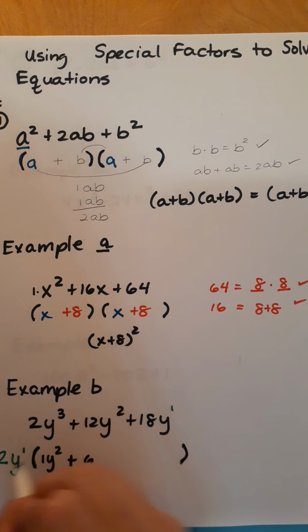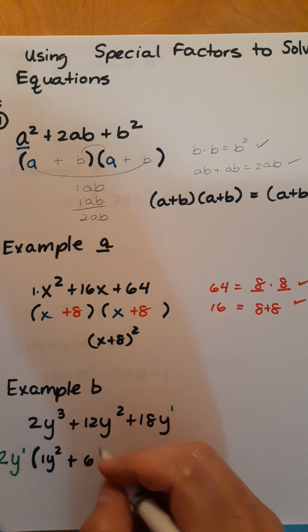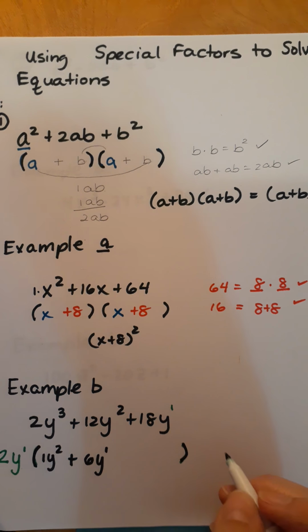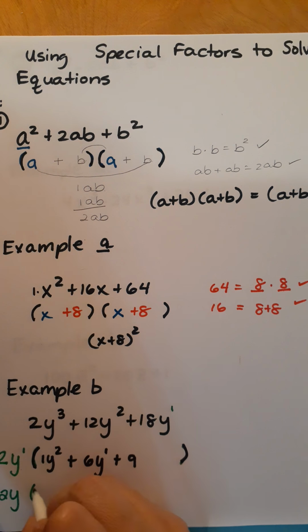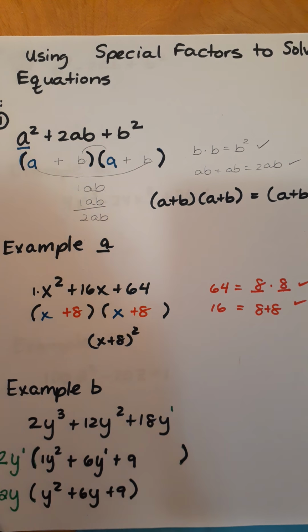That would be 6. Y to the 1, to make it y squared, we would have to multiply by y to the 1. Plus 2 times 9. And then y to the 1, it's already there, so we'll leave it like that. And then let me clean it up. So we have 2y, and we have y squared plus 6y plus 9. So this is ready to be factored.